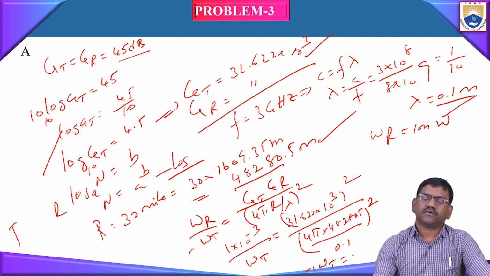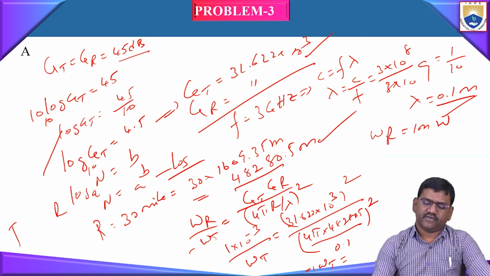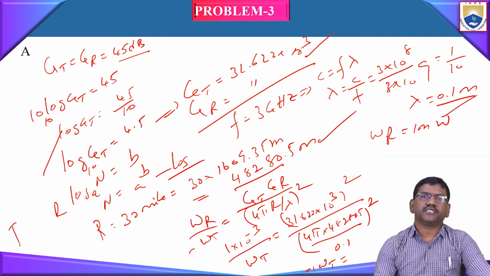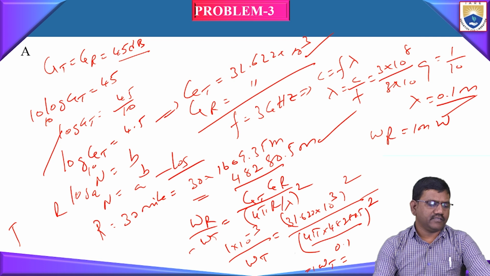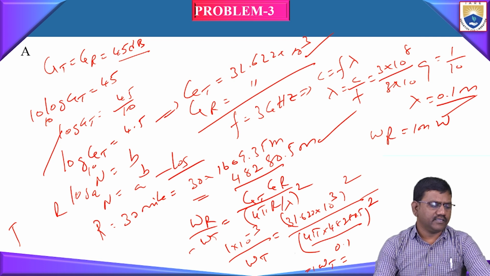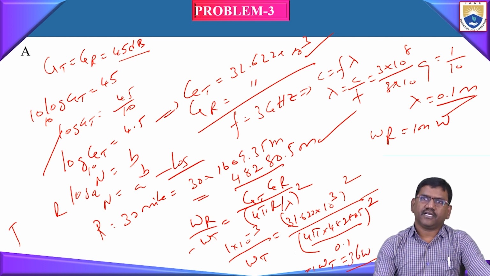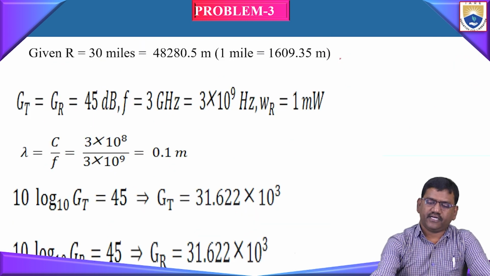By means of the calculator, if you simplify the mathematical expression, that is 1 into 10 power minus 3 by WT is equal to 31.623 into 10 power 3 whole square, divided by 4 pi into 48,280.5 by 0.1 whole square. From this equation, you will get the value of WT. If you simplify this, you will get approximately 36 watts here. So this is the given data here.